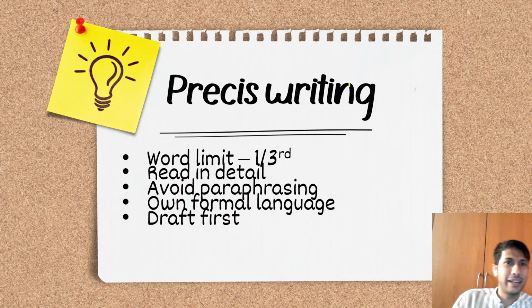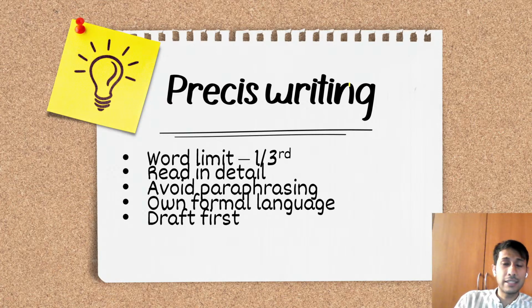So, precis writing. One thing that you have often found me saying in the previous sessions was write concisely, right? Precise writing is all about that, writing concisely, writing precisely. That is what you have to do. They'll give you a huge passage. You have to reduce it to one third of the words. Sometimes they mention the exact number of words. Sometimes they tell one third.